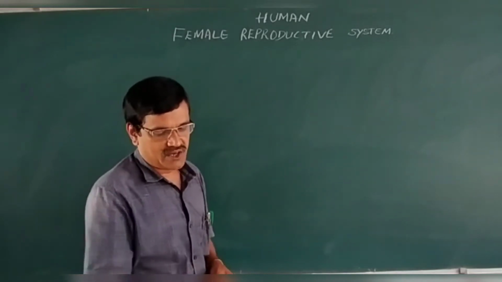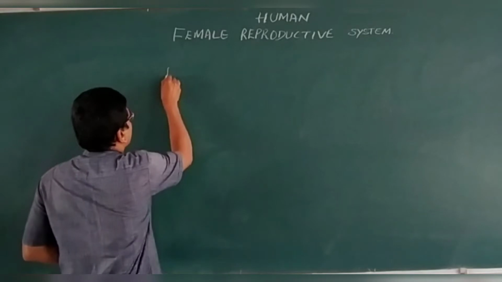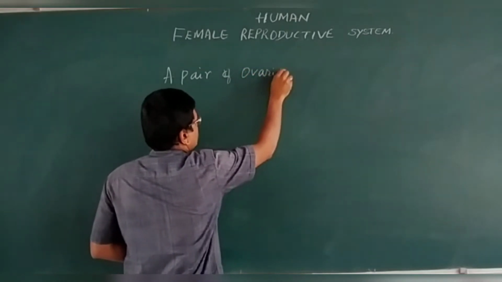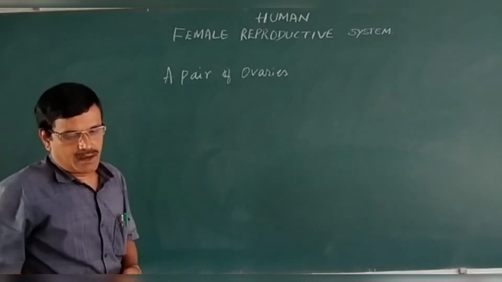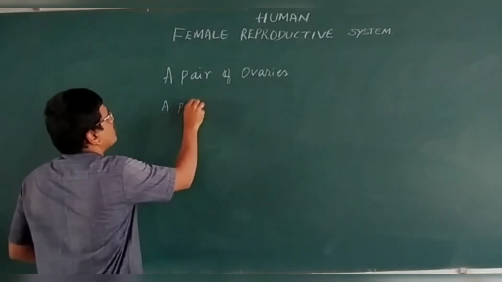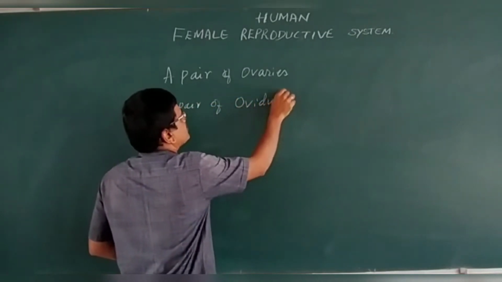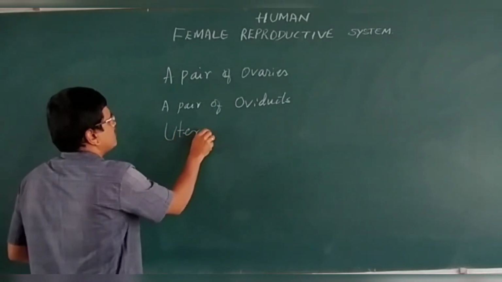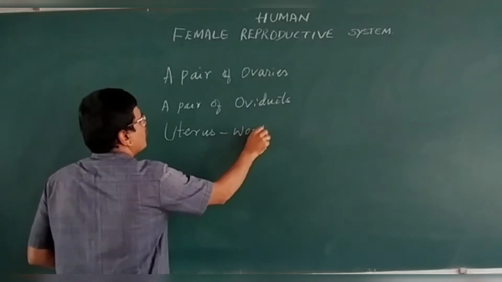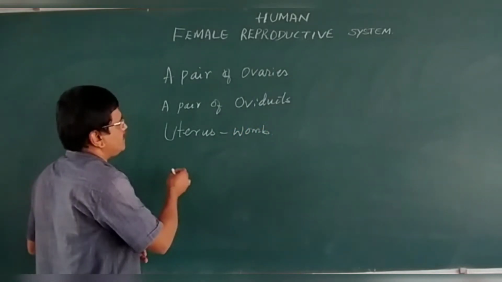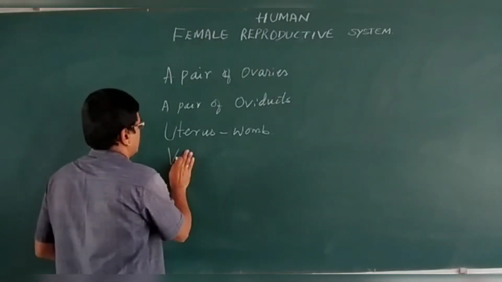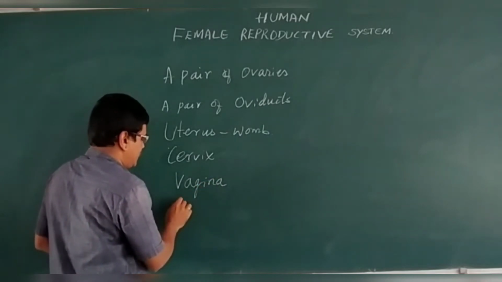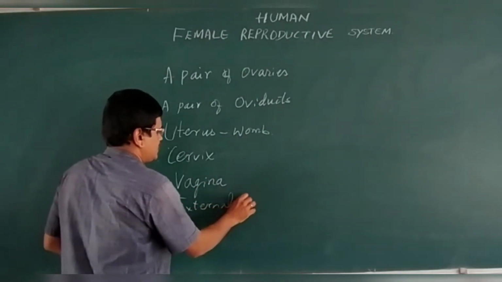The female reproductive system consists of a pair of ovaries, a pair of oviducts, then uterus, it is also known as womb, then cervix and vagina, and finally external genitalia.